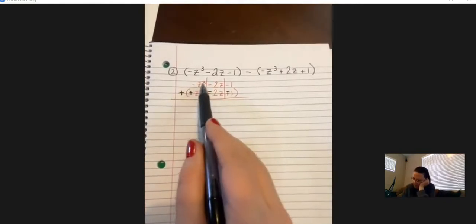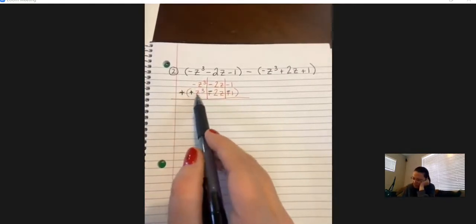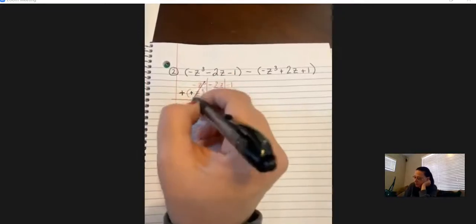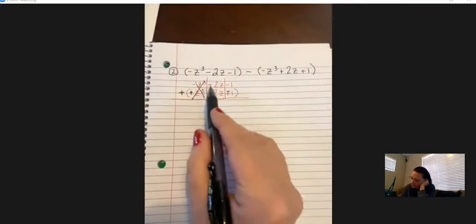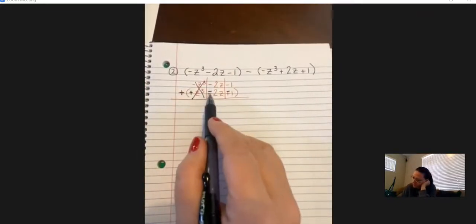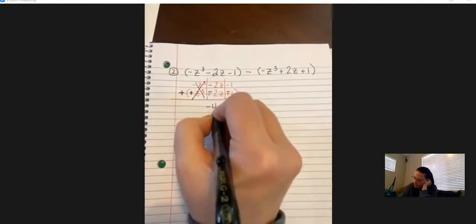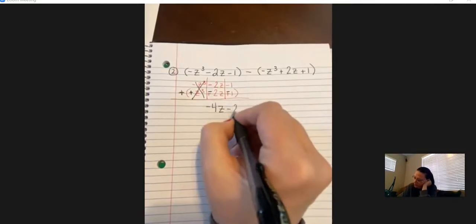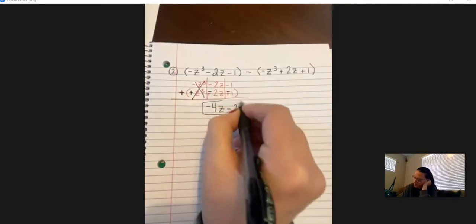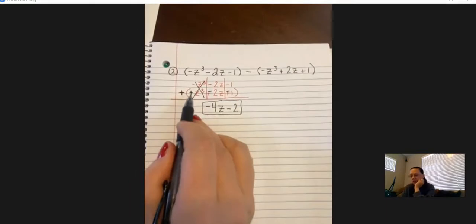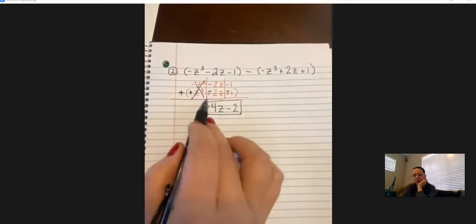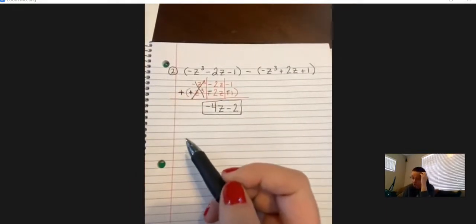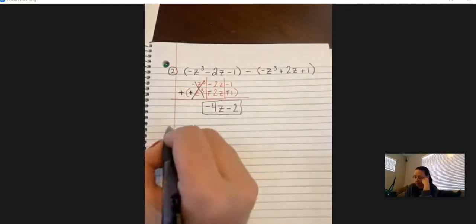So now a negative 1z cubed plus positive 1z cubed. There's no more z cubes. Negative 2z's and another negative 2z's make negative 4z's. Negative 1 and another negative 1 make negative 2. If you don't like changing it to addition and then flipping the symbols, you can just keep doing your subtraction. But I know a lot of you struggle with subtracting with positive and negative integers, so make sure you use your calculator.